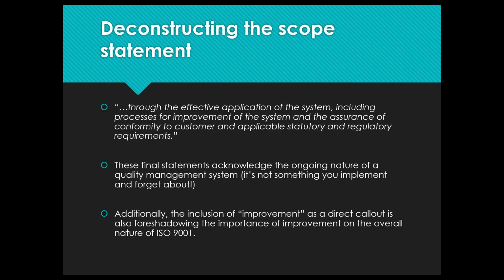Through the effective application of the system, including processes for improvement and assurance of conformity. So these final statements here, they acknowledge that this is not something that you implement and forget about. Improvement is a huge part of what's written into ISO 9001, this whole idea that you improve over time. Indeed, the phrase improvement appears multiple times in ISO 9001. It's a central idea.